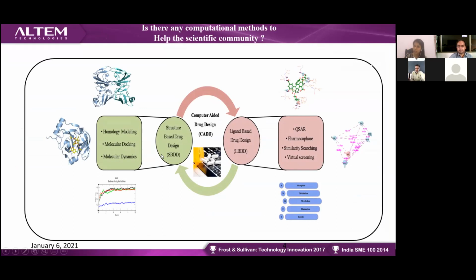In structure-based drug design, there will be something called homology modeling. Homology modeling is nothing but you have your protein structure and you want to predict those protein structure. So you will be modeling your protein structure, and after that you will be performing molecular docking study and then molecular dynamics study. So this is one of the structure-based drug design approaches. And in case of ligand-based drug design, you will be having QSAR, pharmacophore, similarity searching as well as virtual screening.